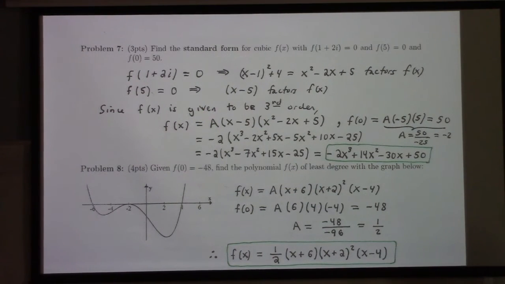That a is fixed by the fact that we're given f(0) is 50. So I plug in f(0) is 50. That gave me a times minus 5 times 5. I divide both sides by minus 25. I get a equals minus 2. And then I multiplied this out. All right. And then, why am I multiplying it out? What's the difference between problem 8 and problem 7?